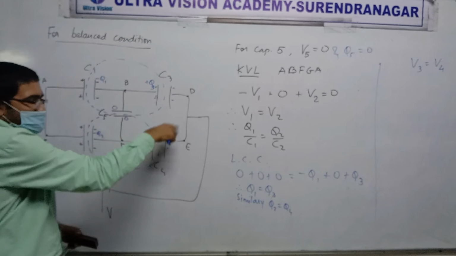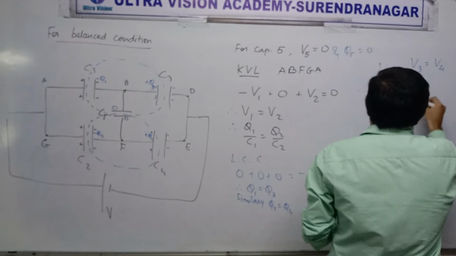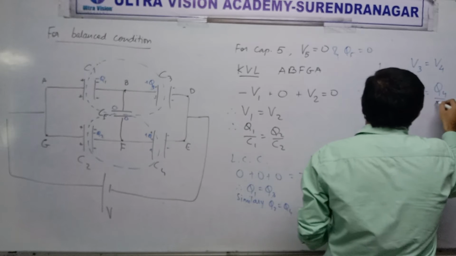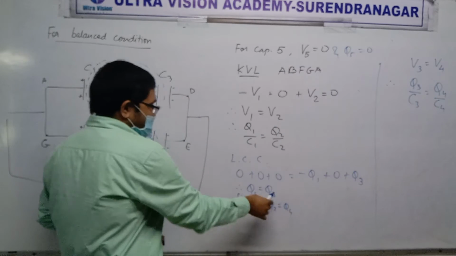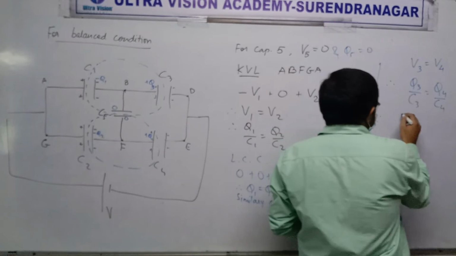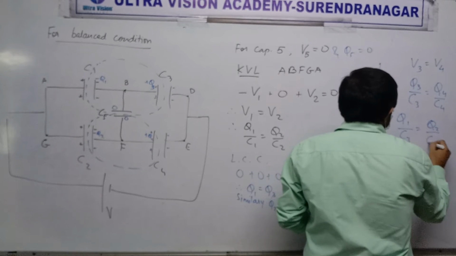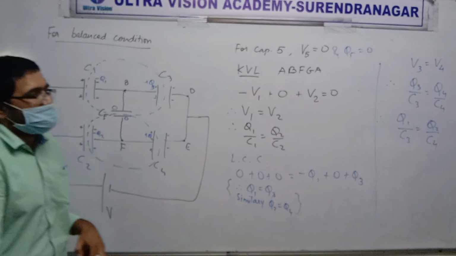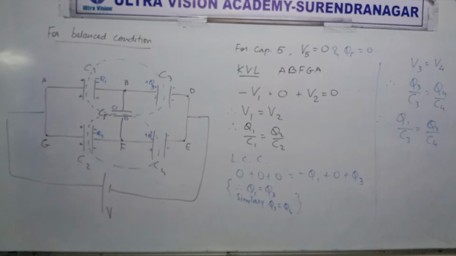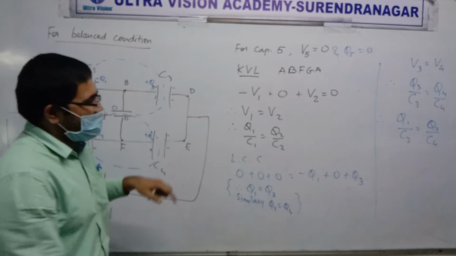Kirchhoff voltage law over here, right? So that would give me Q3 by C3 equal to Q4 by C4. But what is Q3? Q1. What is Q4? Q2. If I use that here. Raise your hand if you understood that step using these two relations. Q1 is Q3 and Q2 is Q4. So we put it. Now it gives a relation here.